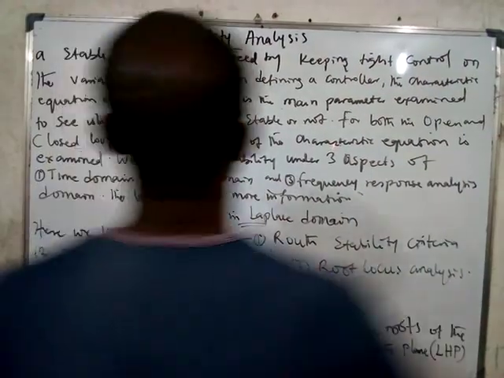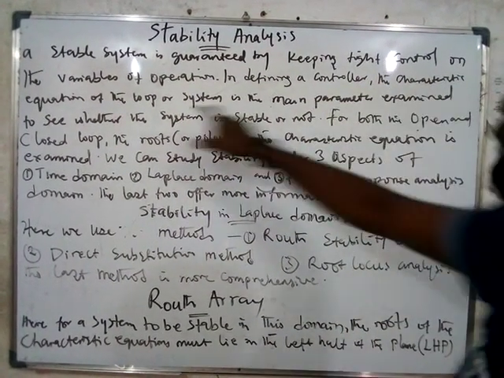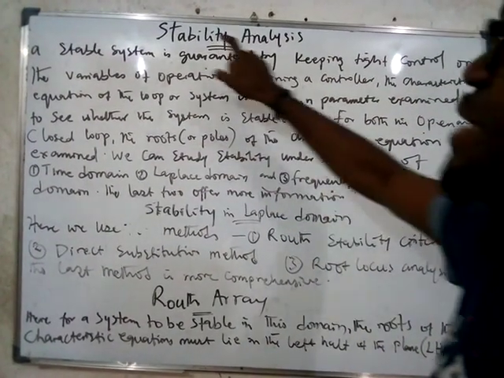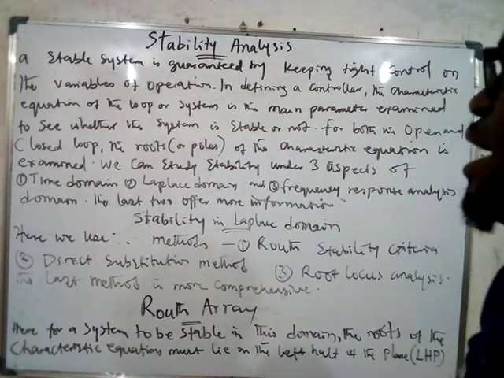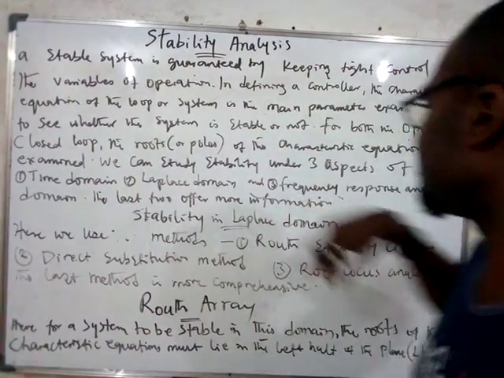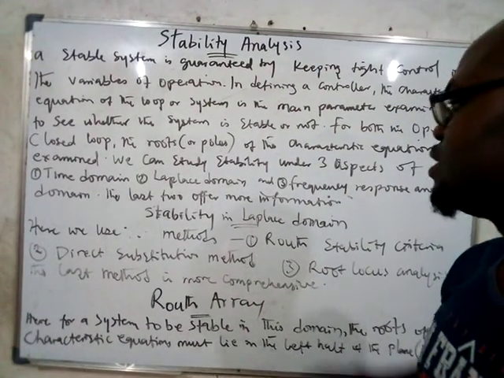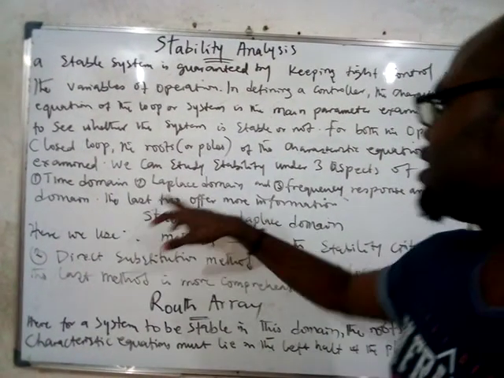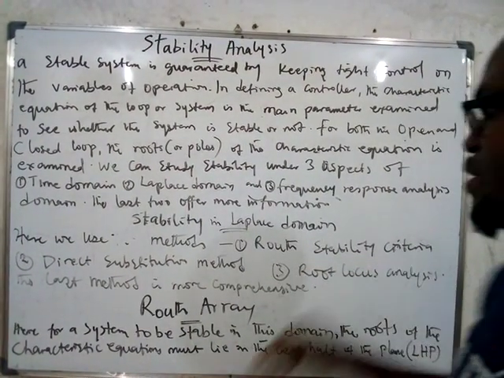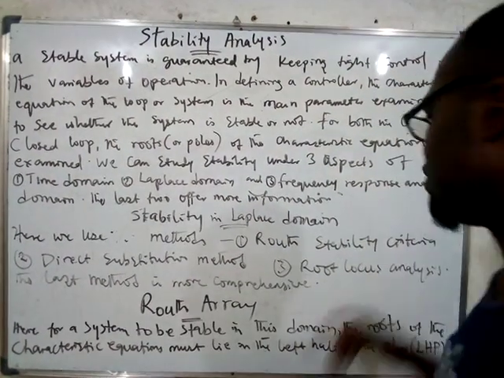So very, very important. For you to do stability analysis, you need to have gotten the characteristic equation. You check the roots of this characteristic equation in order to determine whether the system is stable or not. This stability can be studied under three aspects: time domain, Laplace domain, or frequency response analysis domain. The last two offer more information. Under the Laplace domain, there are three methods: Routh stability method, direct substitution method, and root locus analysis. The last method is more comprehensive.